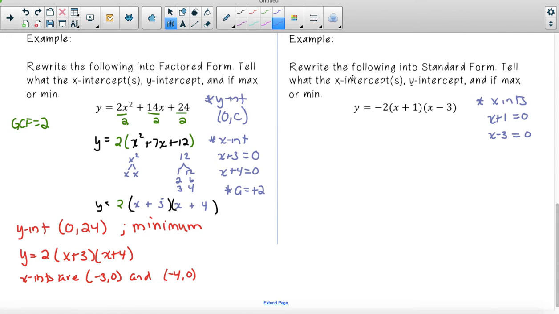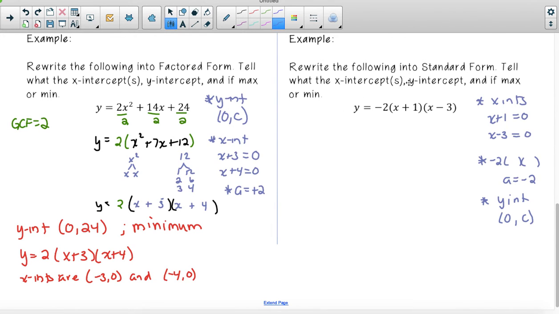We can also determine if it's a max or a min based off of the value in front. We have a negative 2 times your parentheses. That tells us that the a value is in fact a negative 2. So before we even do any of the problem to put it into standard form, we can already determine the x-intercepts and if it's a max or a minimum. So now we still have to find the y-intercept and rewrite into standard form. The y-intercept comes from your c value, it's 0, c. That's why we want to put it into standard form so we can find our c value.